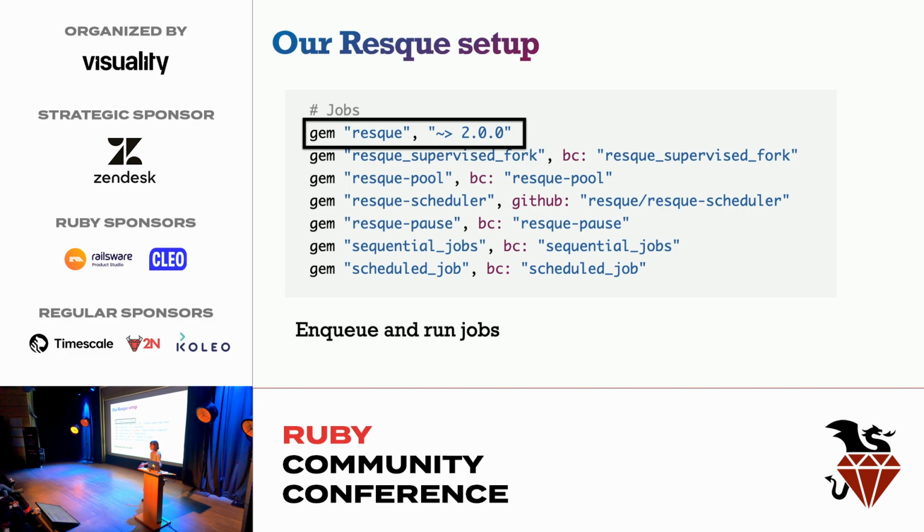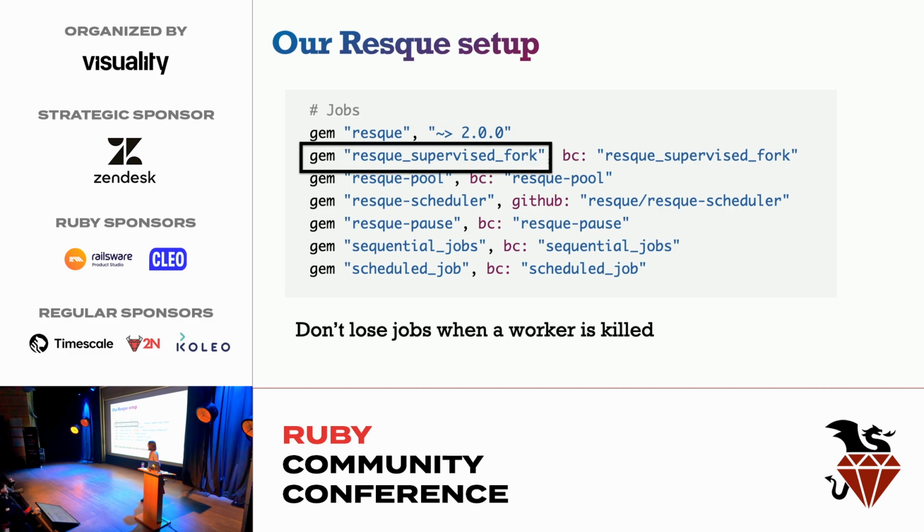We need that to enqueue and run the jobs. Then we have this Resque Supervised Fork. I don't know if you know, there is a gem called Resque multi-fork that is used to reduce the overhead of forking every time you want to run a job. This is something Resque does. So we're using Resque multi-fork, so you could run multiple jobs by forking just once.